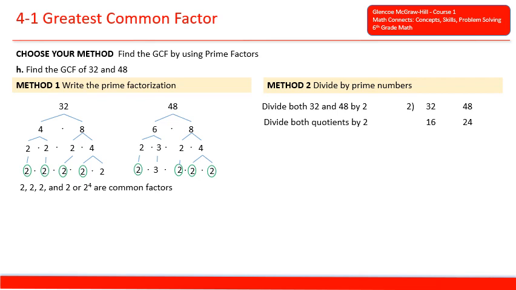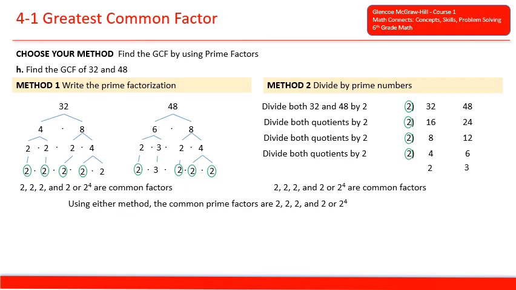Divide by prime numbers. So we'll divide 32 and 48 both by 2. So 32 divided by 2 is 16. 48 divided by 2 is 24. We can divide by 2 again. 16 divided by 2 is 8. 24 divided by 2 is 12. We can divide by 2 again. 8 divided by 2 is 4. 12 divided by 2 is 6.